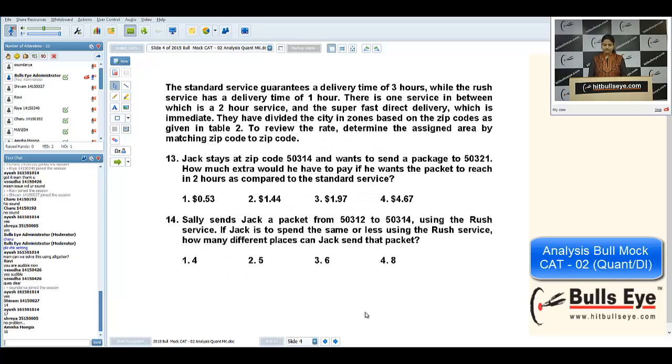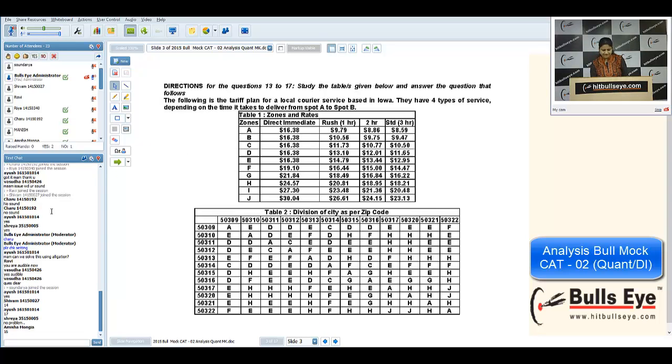Sally sends Jack a packet from 5312 to 5314 using the rush service. If Jack is to spend the same or less during the rush service, how many different places can Jack send the packet? From 5312 to 5314, using the rush service, E. If E using the rush service, what is the cost? $15.79.